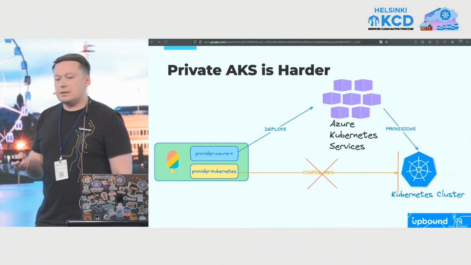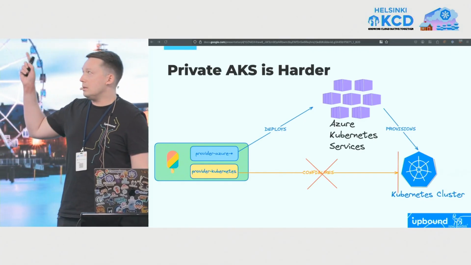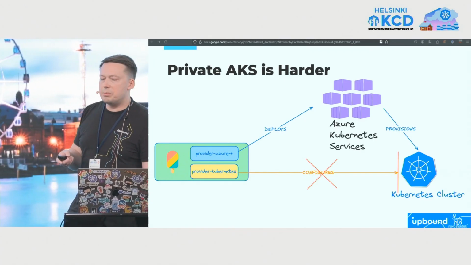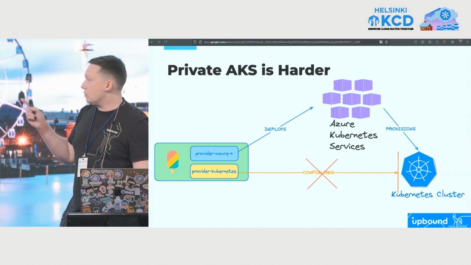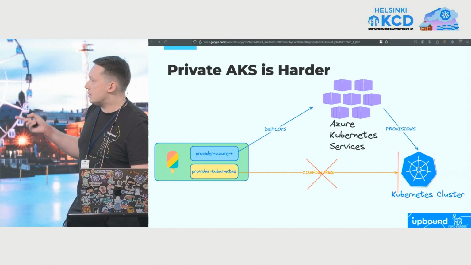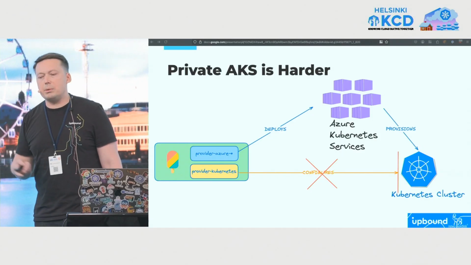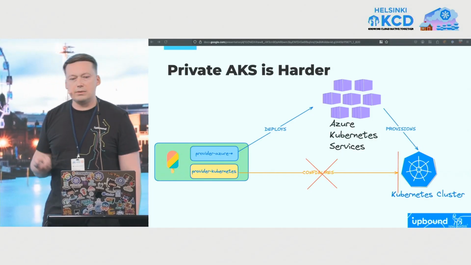So this is a very straightforward scenario. Private AKS is a little bit harder, though. We can still ask to deploy a Kubernetes cluster because Azure APIs are public, but we cannot talk to the cluster directly because it's air-gapped, right? So we don't have public access at all. So that's a trick. We need to solve that.